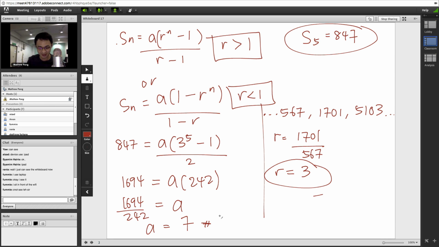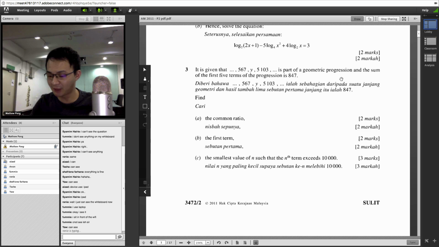Alright, I actually see that some students cannot see also. Filmia, can you actually see it now or still cannot see? Every time I change the whiteboard, there's some problem that happens. How many of you actually cannot see the things I write on the whiteboard? While waiting for your typing, we'll come back to this question.